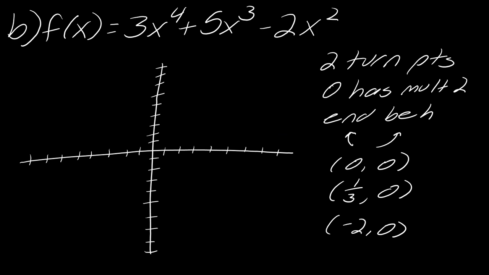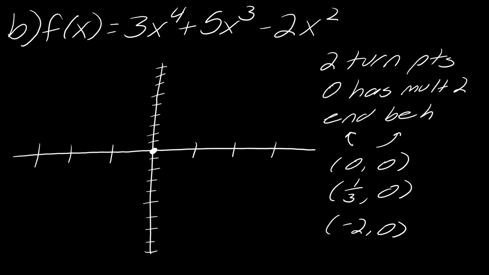Okay, so I've got all my information laid out now. So first I want to just plot my points. So there's 0, 0, 1/3, 0. You just got to approximate it. That's not going to be fun, but we'll just deal with it. And then -2, 0. Actually, let me redo my axes. All right, so my scale's a little crazy, but at least now I can plot 1/3 a little bit easier.